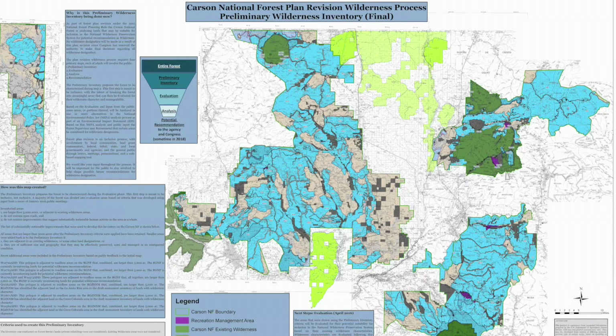Wow, there is a lot of blue on that map. So does that mean we're going to take this and recommend it for wilderness later? Absolutely not. Again, we are at the top, at the widest part of that funnel. So this is giving us a broad look and a starting point so that we have lands that we can evaluate for wilderness character. So now that we have inventoried lands, we are ready to start the evaluation process.